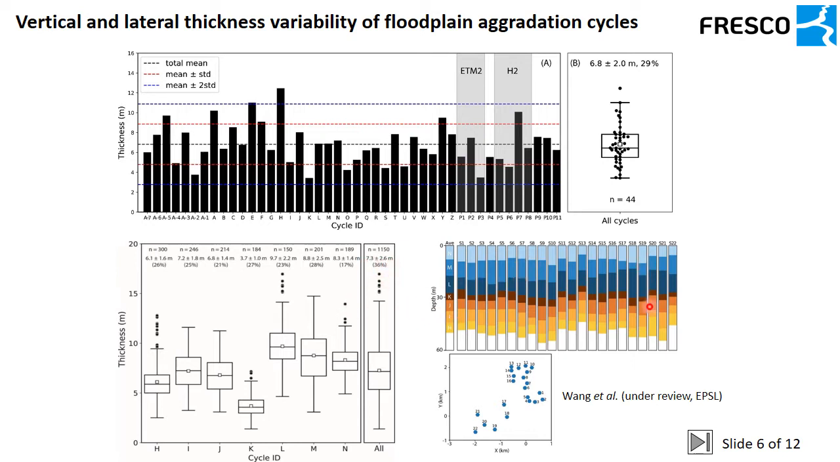Now we show the digital sections I mentioned in the previous slide. They are shown in this direction. You can see they vary quite significantly laterally. Sometimes you may see a thinner cycle directly overlain by a thicker cycle. That may indicate compensational stacking.